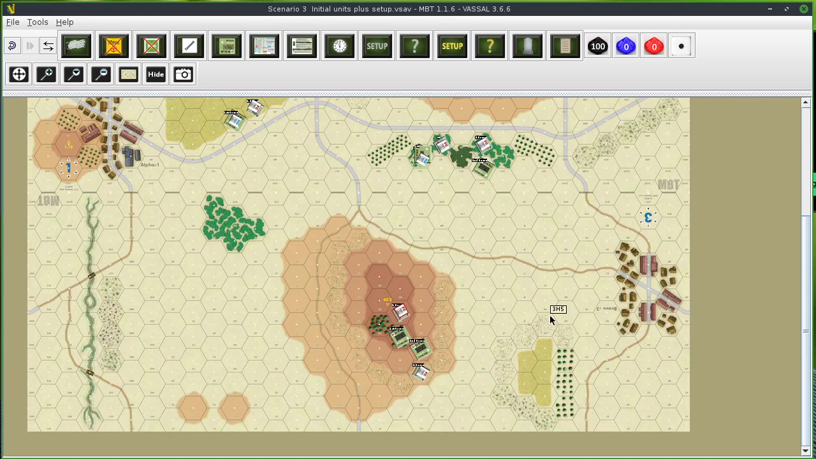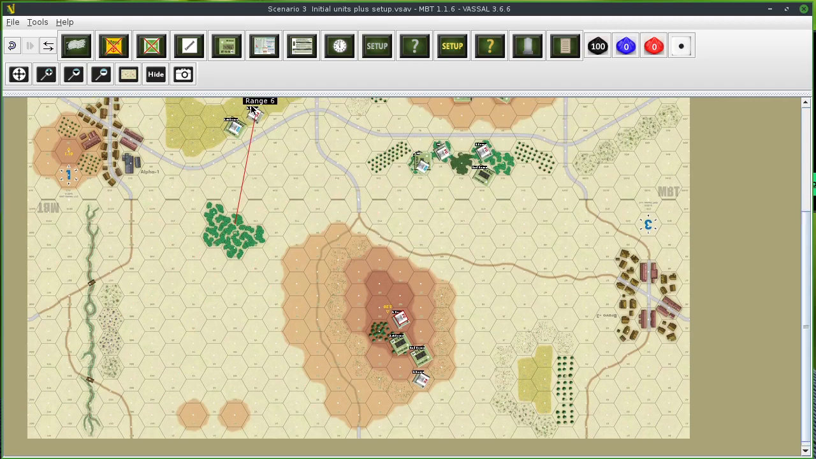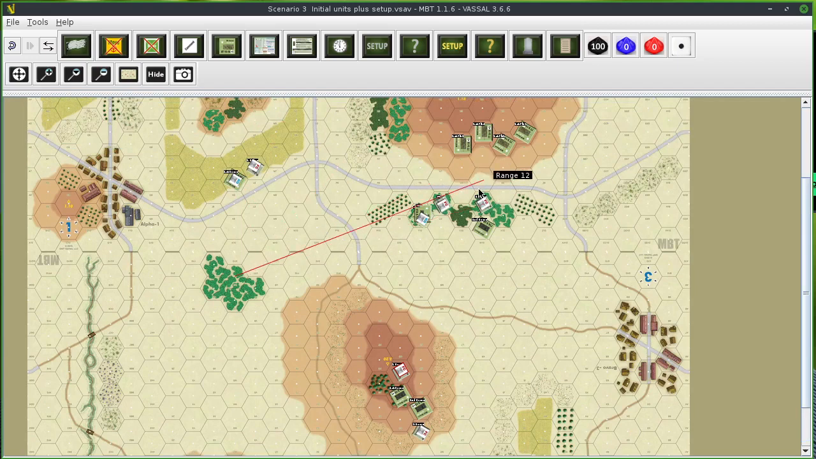Of course, another possibility would be setting up in these woods right here. So what would be the command radius if I set up in this woods hex? That covers all the way to the front over here, and it covers over there, and it would naturally cover the town. That way I could still have coverage down this main road. That's another possibility to set up my headquarters.